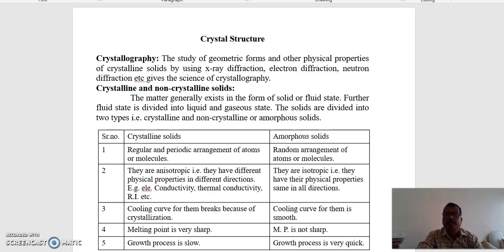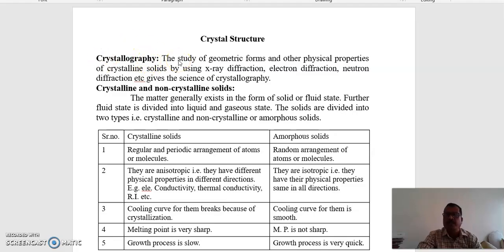Hi friends, in this lecture we start unit number one, chapter one from paper number 40, that is crystal structure. First we see the definition of crystallography.